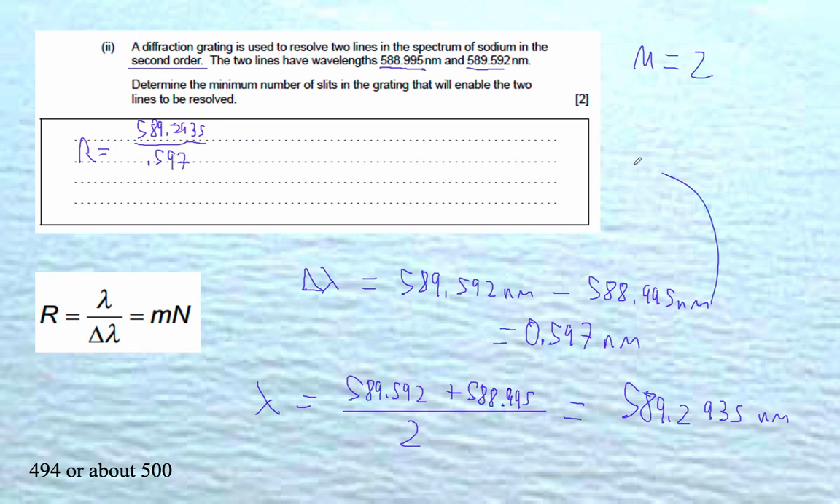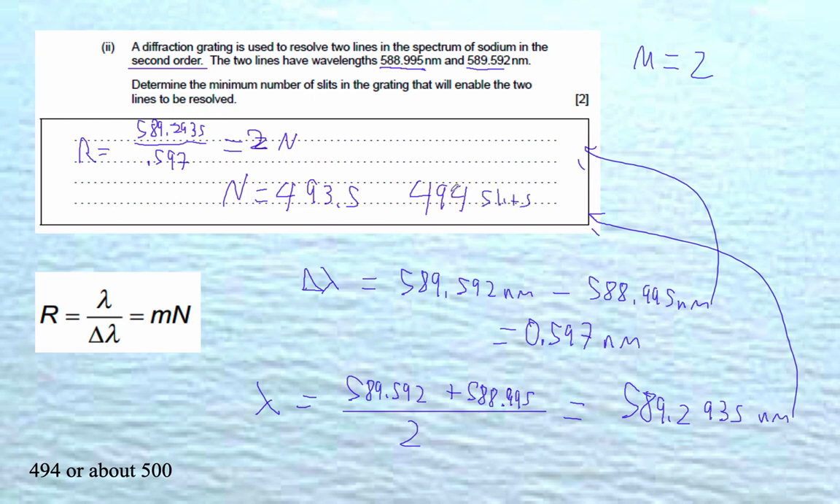By the way, you'd want to put all of this stuff in that box. I just didn't want to do it. And then that's going to equal 2 times N. That's a 2, not a Z. So I'm going to take that number divided by the difference, and then I'm going to divide it by 2. And I get that N is 493.5. I think we do have 3 sig figs, so we can say 494 slits. Ta-da. All right, there we go.